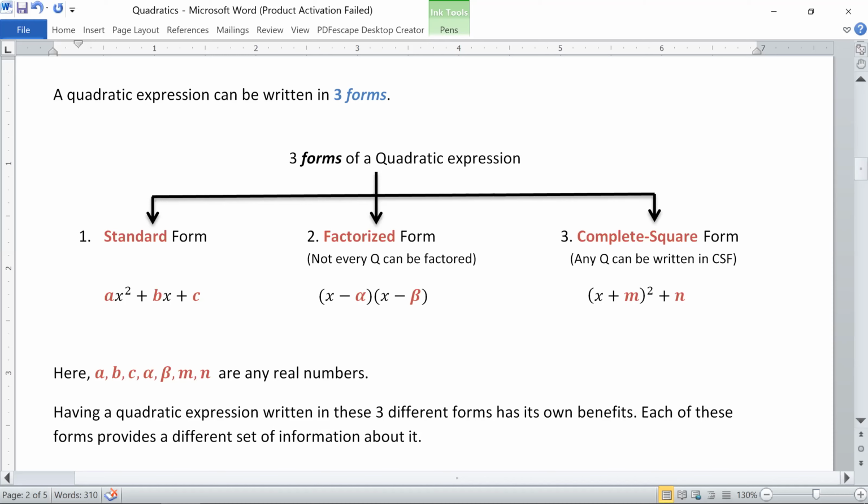Okay, now quickly copy this. And we have to learn how to change one form to the other form. That's what we will be looking at next.